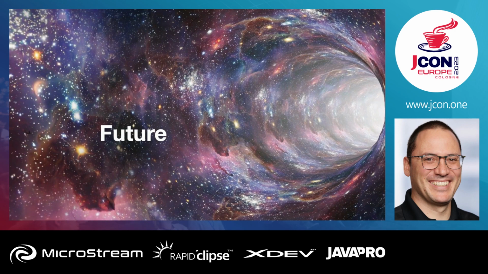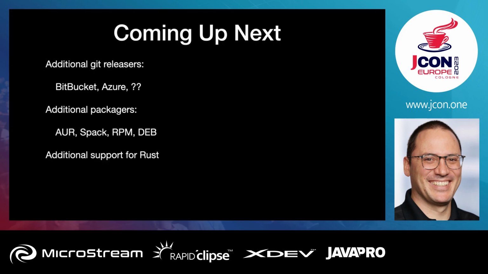Okay, so what can we think about the future? What's coming up? Bitbucket, there's already a pull request open so that we will support Bitbucket Cloud. Azure DevOps is another possibility that we could look into in the future. Additional package managers, so Arch Linux prefers to use the user repository. So that's something that we could look into. Spack is very popular in research for whatever reason. That also targets Linux, so we could do that as well.